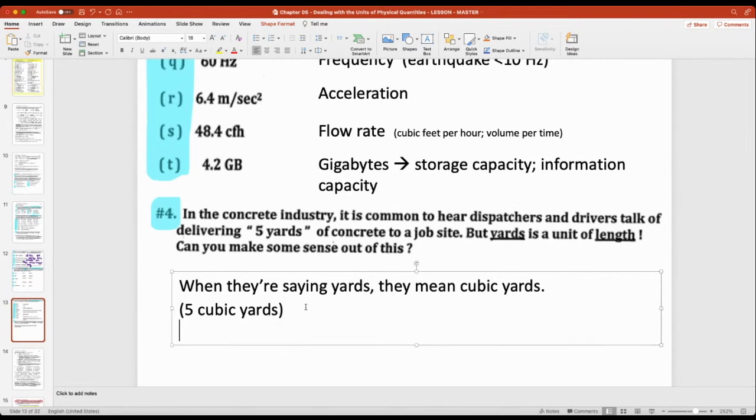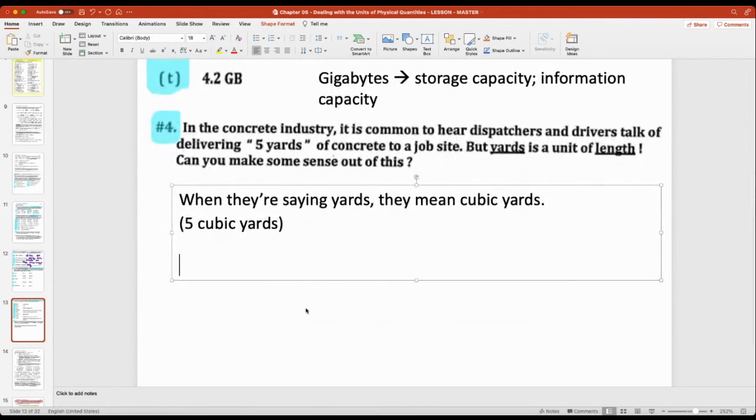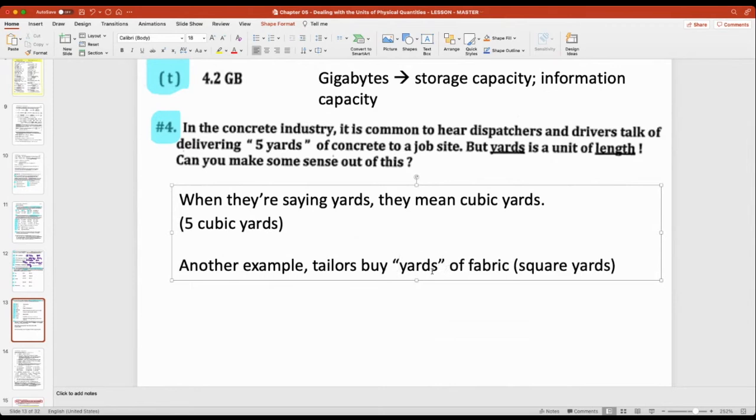I'll give you another example. My mom is a tailor. When she goes and buys fabric to make things, she buys so many yards of fabric. Let's do another example. Tailors buy yards of fabric, but what they're really buying is square yards. So the word yards here is also mistaken. That's like strike 2. Imperial here, strike 1. Imperial again, strike 2.